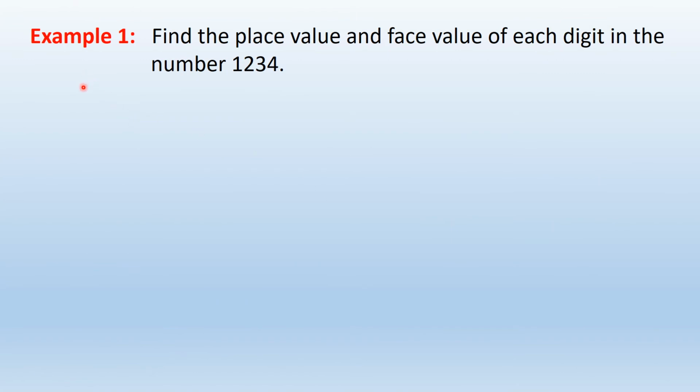Let us take some examples to find place value and face values of the digits in a number. Example number 1. Find the place value and face value of each digit in the number formed by the digits 1, 2, 3, 4. It is a 4-digit number. Later let us know what is the name of this number.